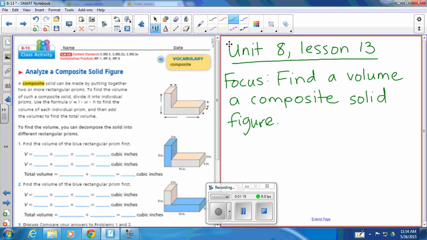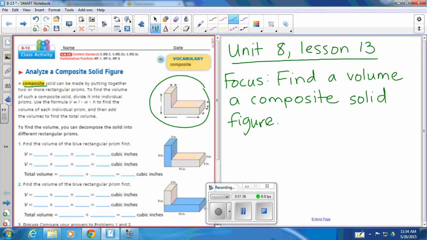So what does that mean? If we look at our student activity page 293, it tells us that a composite solid figure can be made by putting 2 or more rectangular prisms together. Notice this right here is a picture of a composite figure. There's one rectangular prism here and one rectangular prism here, and they're just put together into one solid figure. So we want to work on finding the volume of that solid figure. Now remember, the volume is the space that fills up the figure. So we want all of this and all of this without this space, because that's not part of our figure.